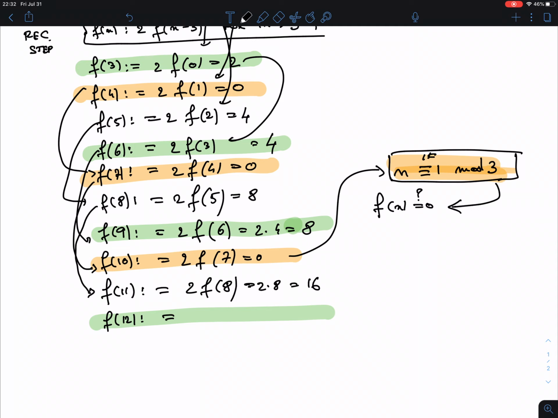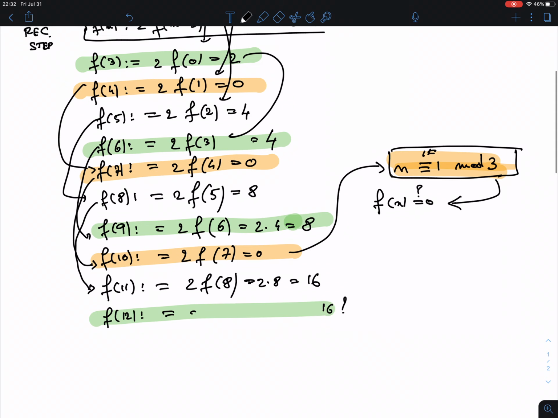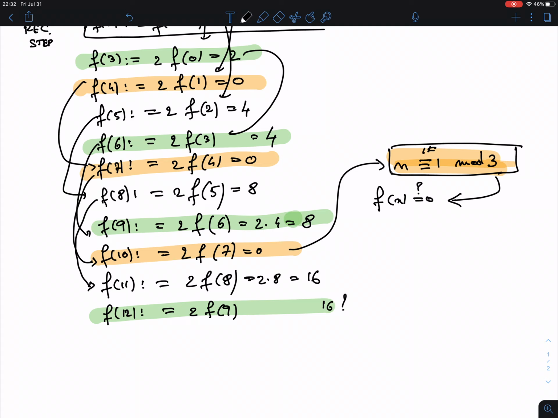Okay? So let's see. Okay, so 2, 4, 8. So it's always powers of 2. So this should be, again, 2 further. So this should be 16, right? Is this 16? Well, the formula is 2 times f12 minus 3 puts you in 9, which is the previous green one, which was indeed 8. So there's 2 times 8. So this is 16. So that is correct.